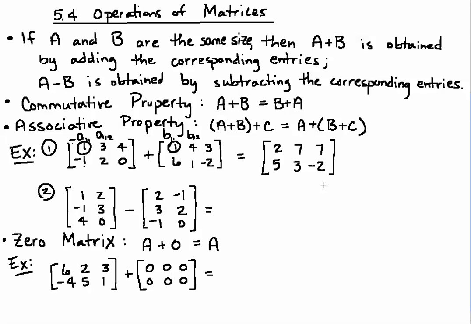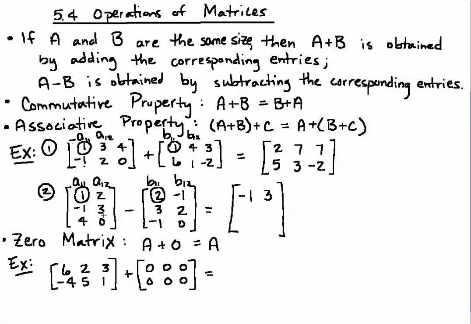In example 2, it's the same procedure, except only this time we are going to be subtracting. We take our first entry, A11 and B11, and we are subtracting this time. So we're subtracting 1 minus 2, it's a -1. And continuing with the same procedure, A12 minus B12 is 2 minus a -1. 2 minus a -1 is the same thing as 2 plus 1, so that is 3.